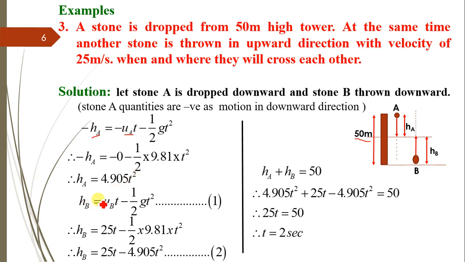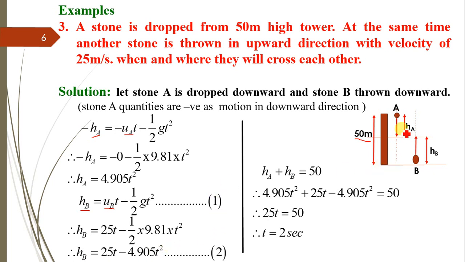Similarly, considering the motion of stone B, HB equals UB t minus half g t square. Here HB and UB are considered positive as the motion is in the upward direction, so quantities will be positive. Substituting the values, stone B is thrown with a velocity of 25 meters per second, so here 25t minus half of 9.81 into t square. So HB equals 25t minus 4.905 t square.